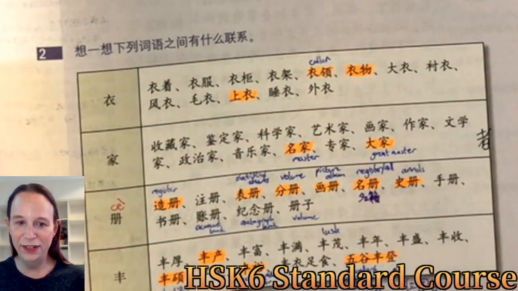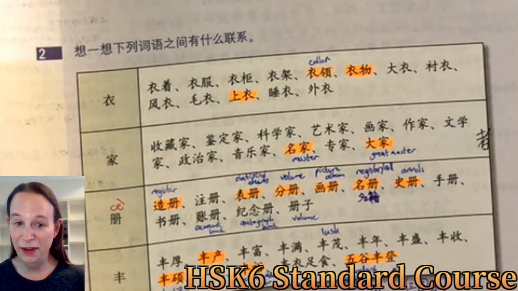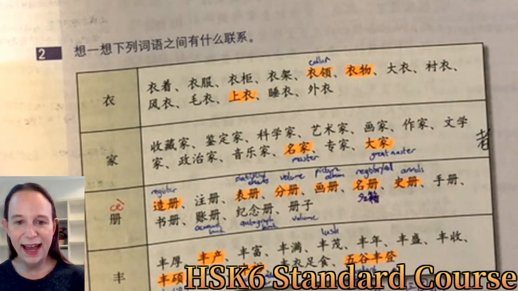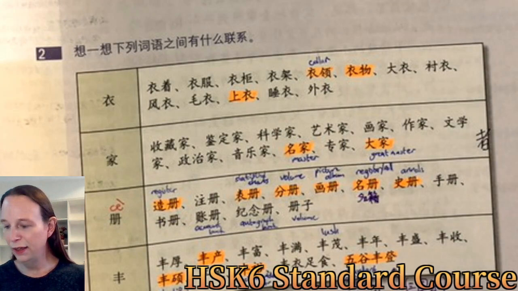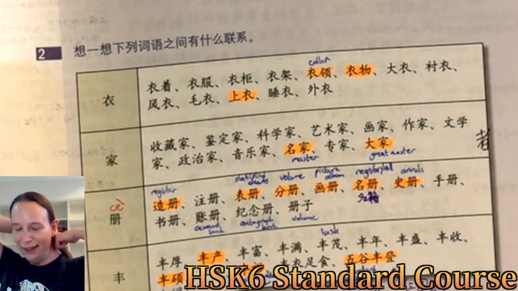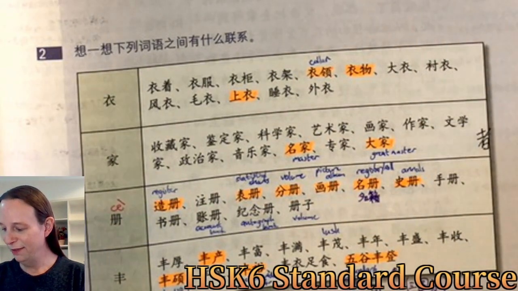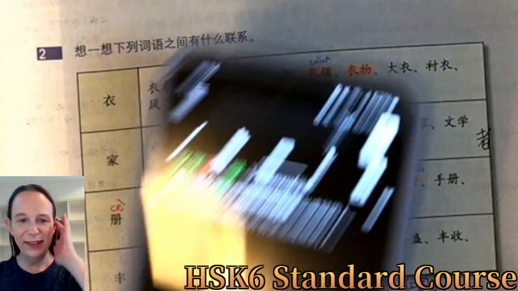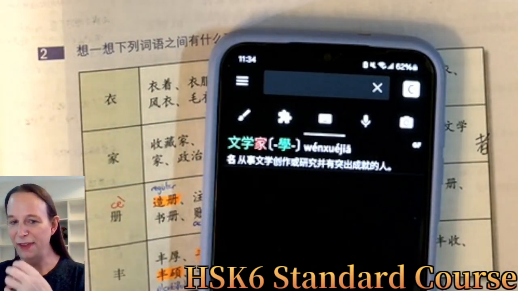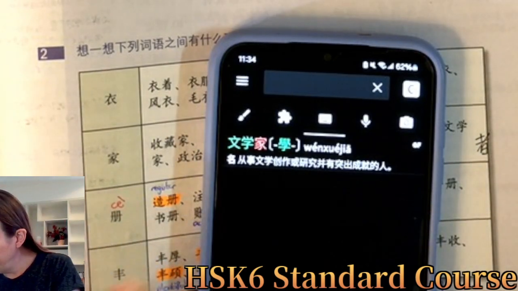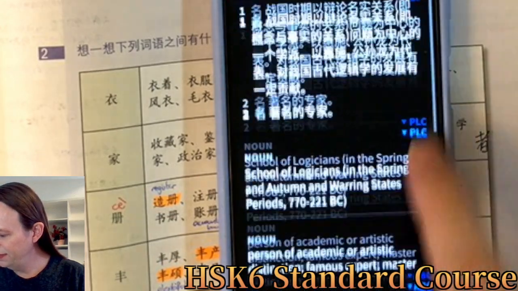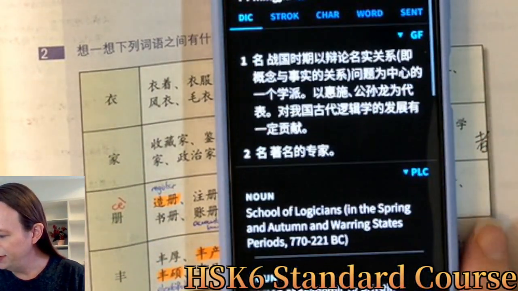政治家, politician. This emphasizes that they have a lot of experience being a politician. 音乐家, musician, professional musician. 名家, so 名 as in 有名的名, right? So you see this 名 as a prefix, and it just means famous. So famous X, 名家. So presumably it just means famous expert. Okay, so famous expert is one of the definitions.